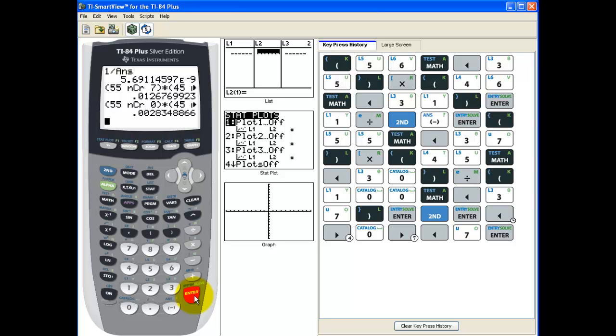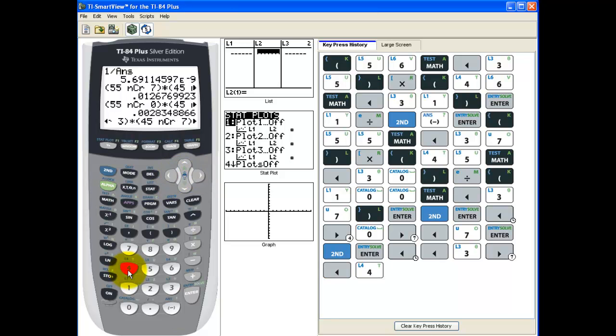Anyway, part C says, what is the probability that the committee is composed of 3 Democrats and 4 Republicans? Well, again, we just need to make some minor changes to our key sequence here. It's going to be 55 choose 3, and then 45 choose 4. Change that to a 4. Again, the denominator doesn't change, so we don't need to change anything else. You just press enter, and there's the probability right there.